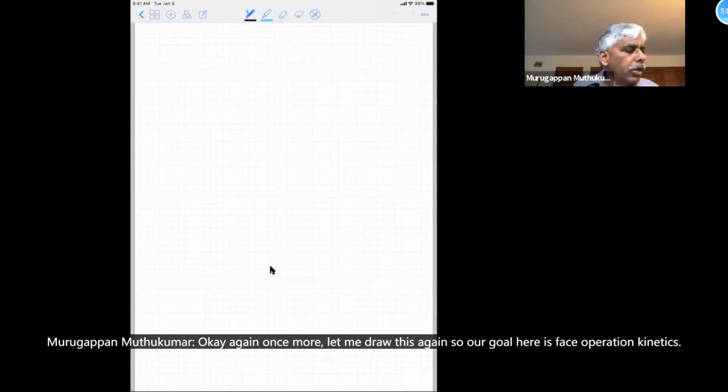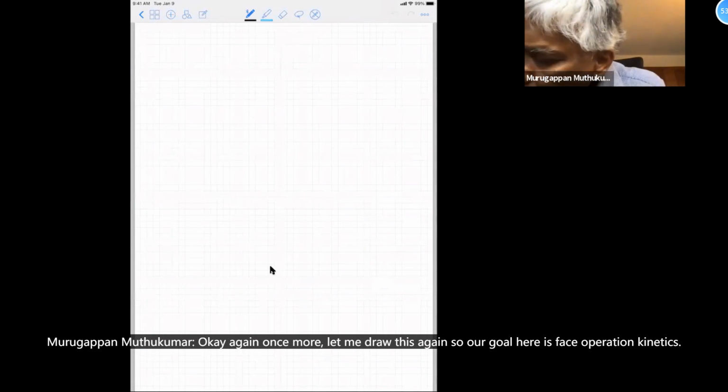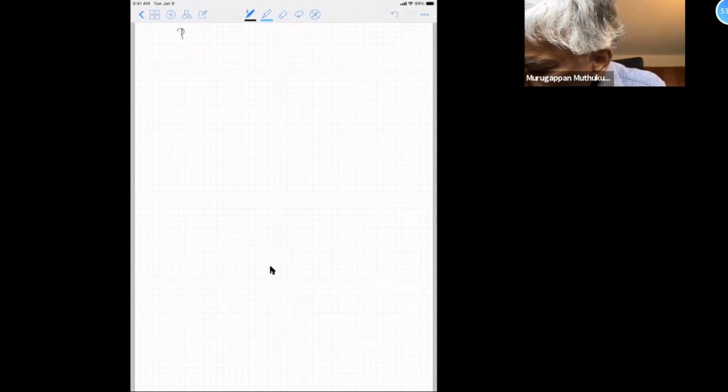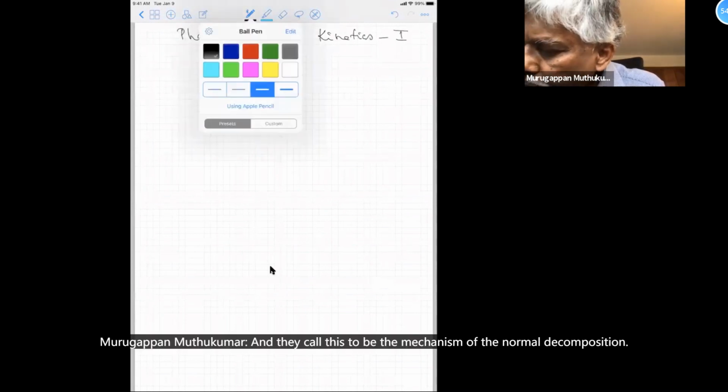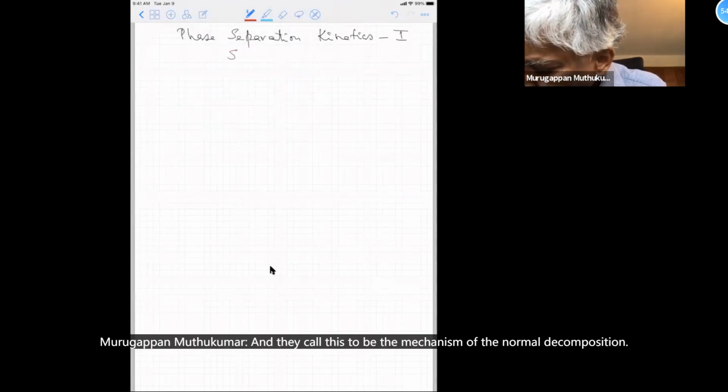Okay, once more, let me draw this again. So our goal here is phase separation kinetics, and I say part one. I call this the mechanism of spinodal decomposition.